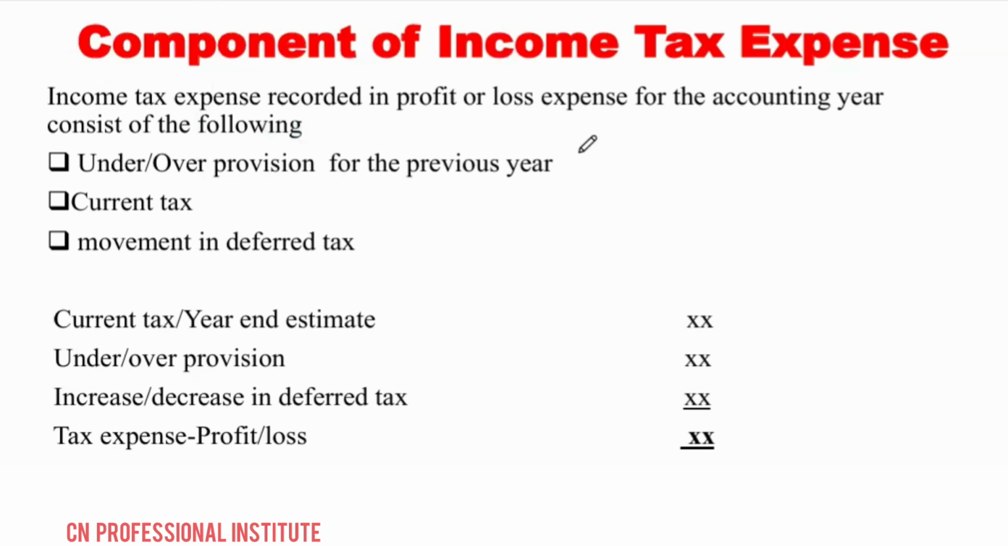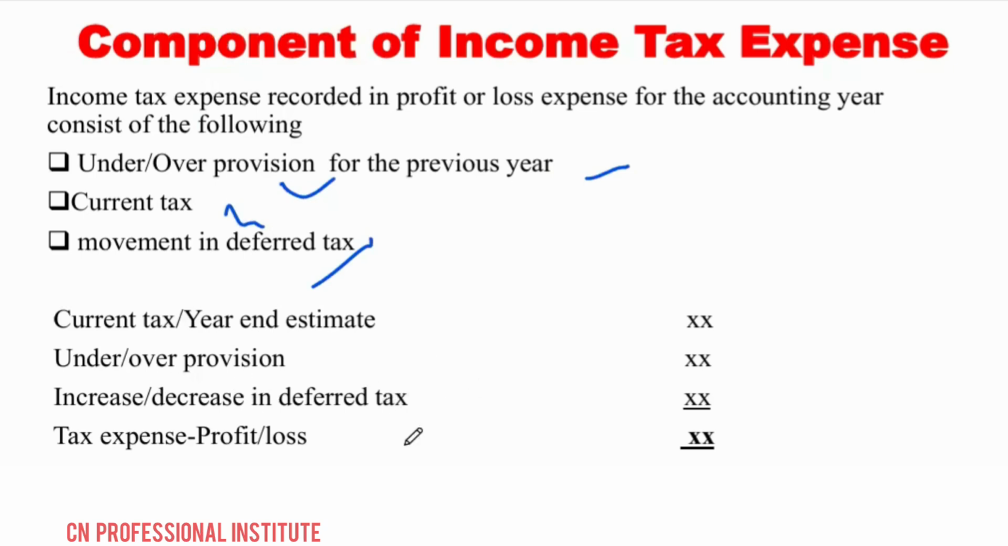We said the first one is what? We have over and under provision from the previous year. We have current tax and we have movement in what? Deferred tax, right? So we sum these three things, and that's what gives us the tax expense to record in the profit or loss account. So we have it here: current year tax, under or over provision, and then the increase or decrease in deferred tax, right? And this increase or decrease is the same as the movement in deferred tax.